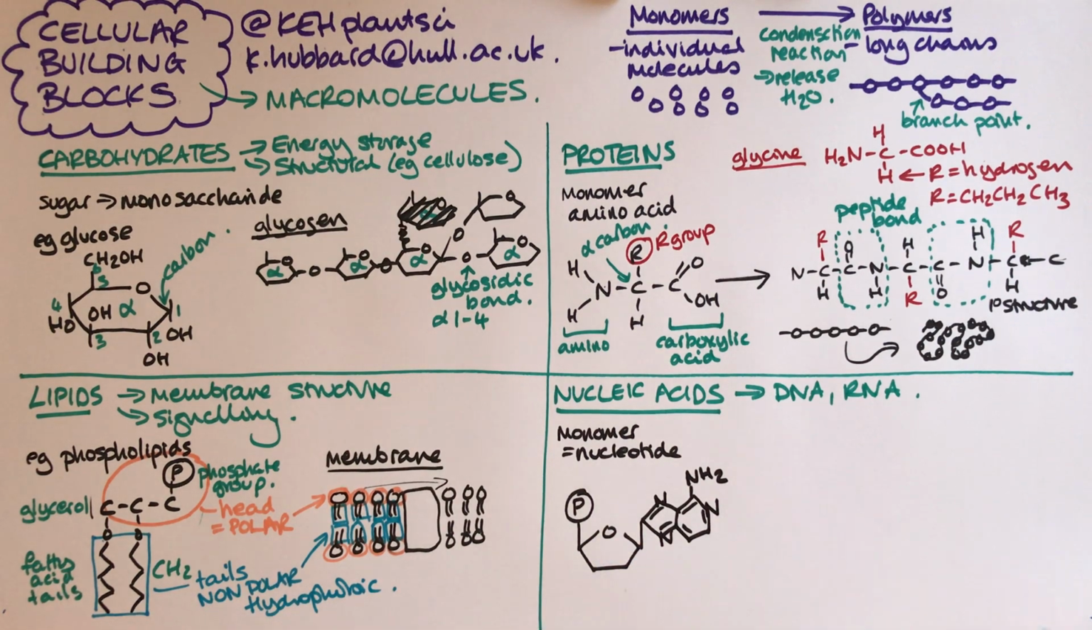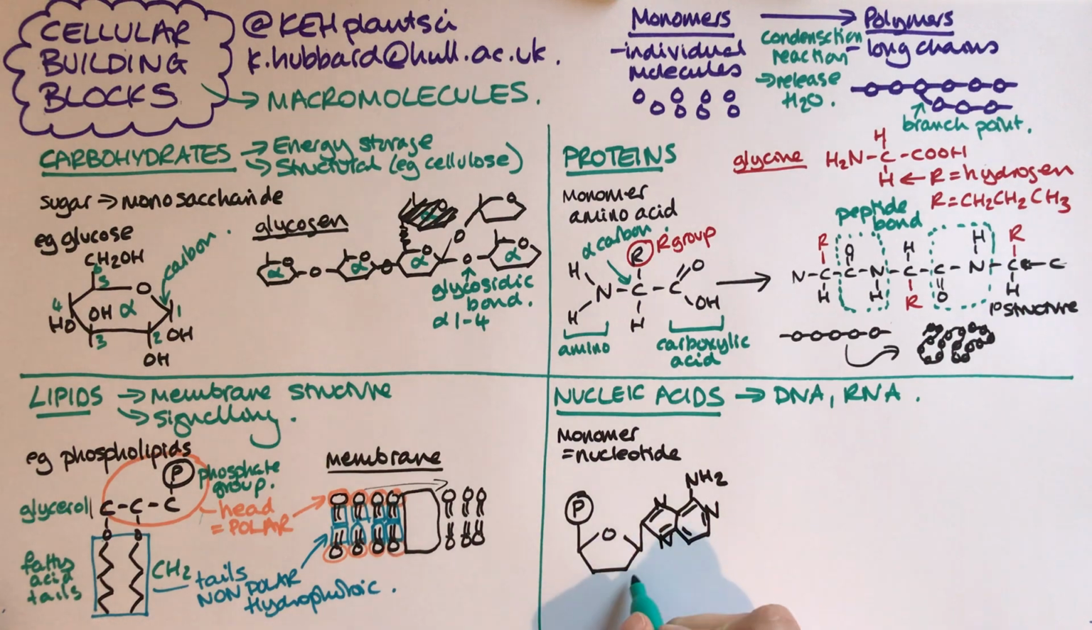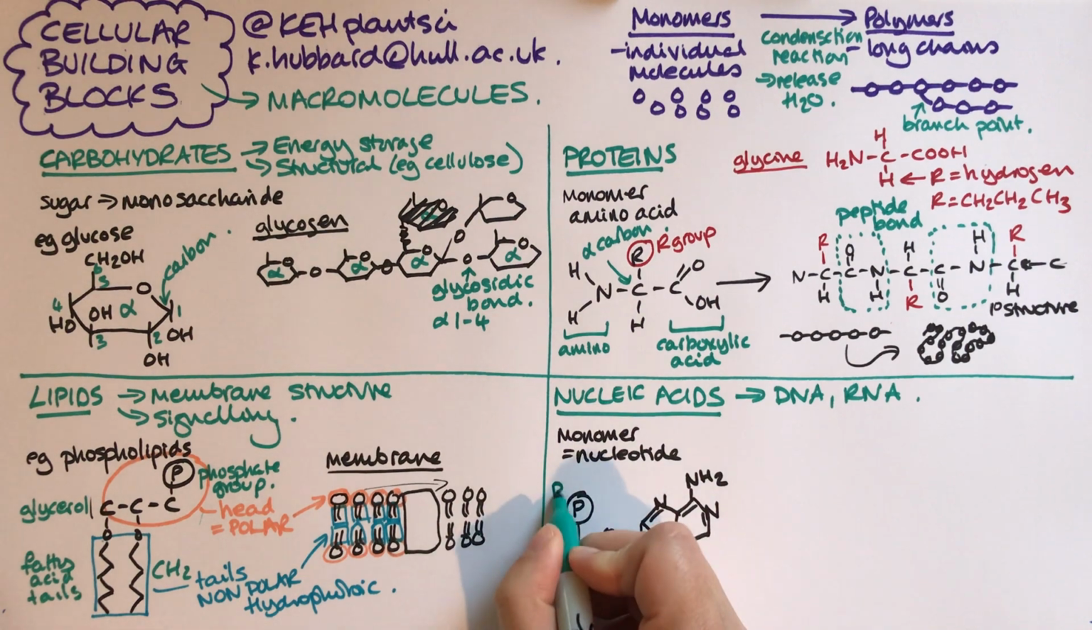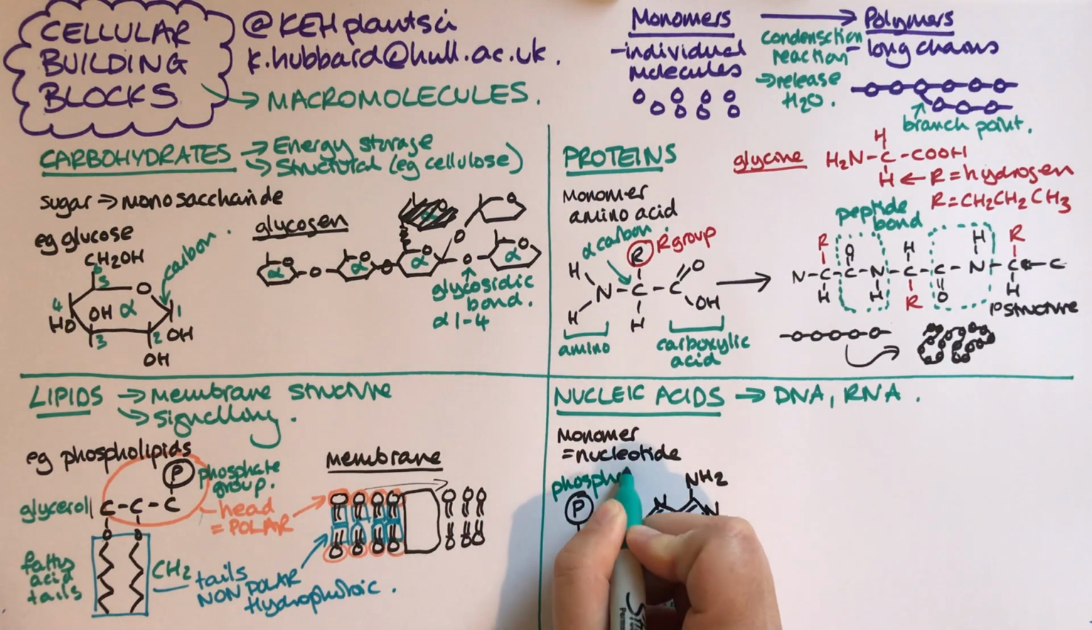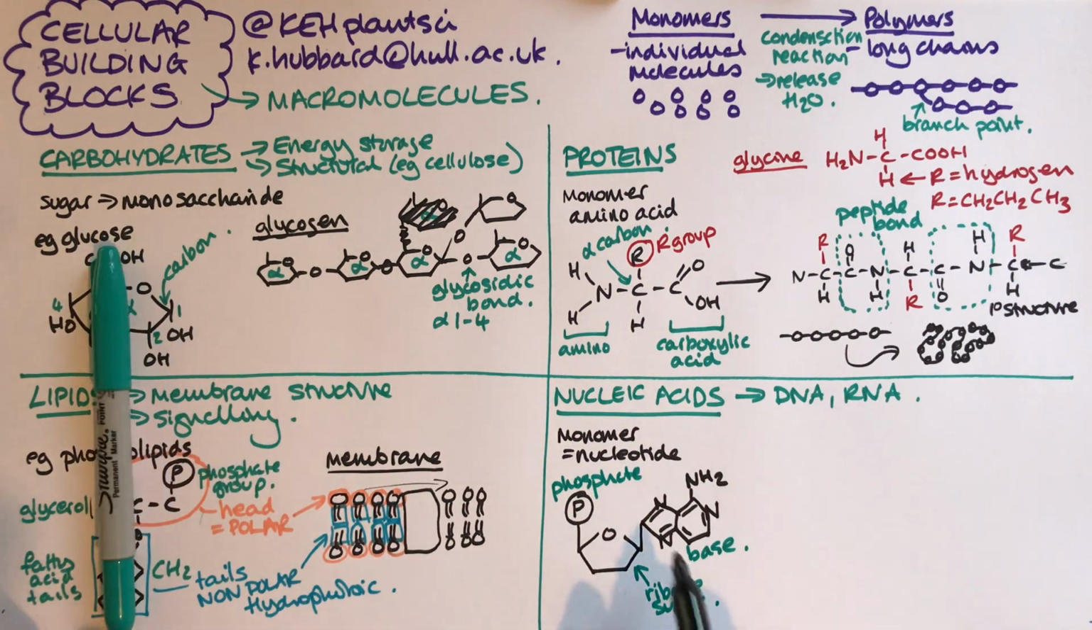Okay, so if we just label the different bits of this, that is a ribose sugar. We have a phosphate, and we have a base. Okay, that ribose sugar, if it is in RNA, we'll have hydroxyls on both there.